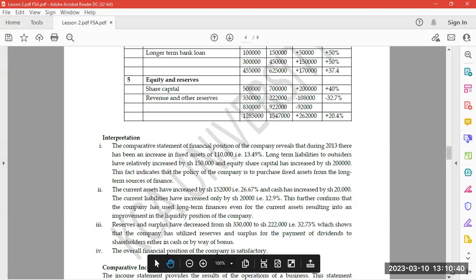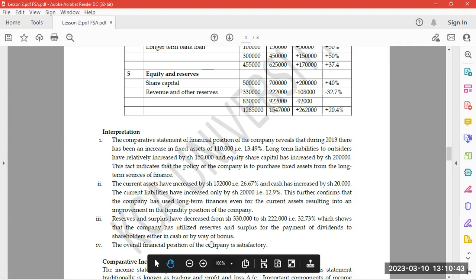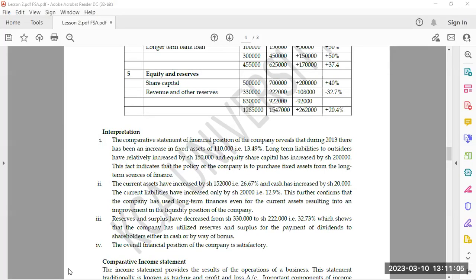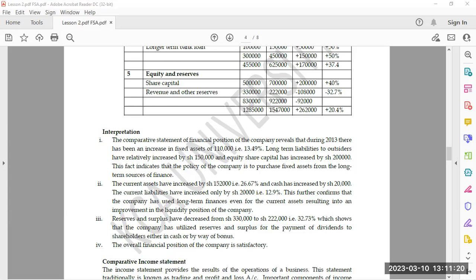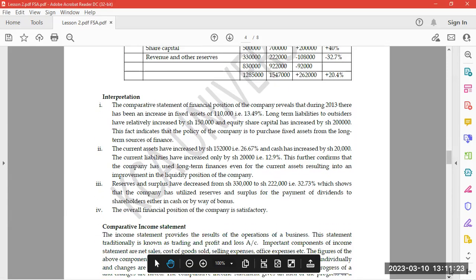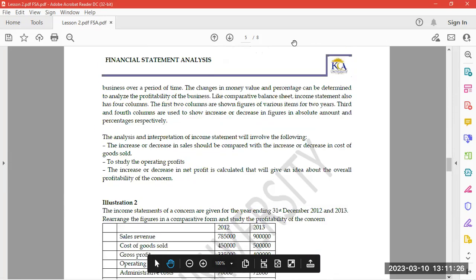So overall, the financial position of the company is satisfactory. Reserves and surplus have decreased, current assets have increased, and you find that the fixed assets have also increased. So we are making our summary on that issue.